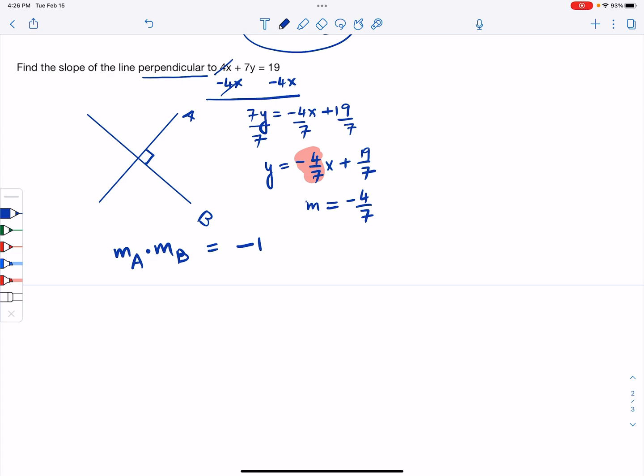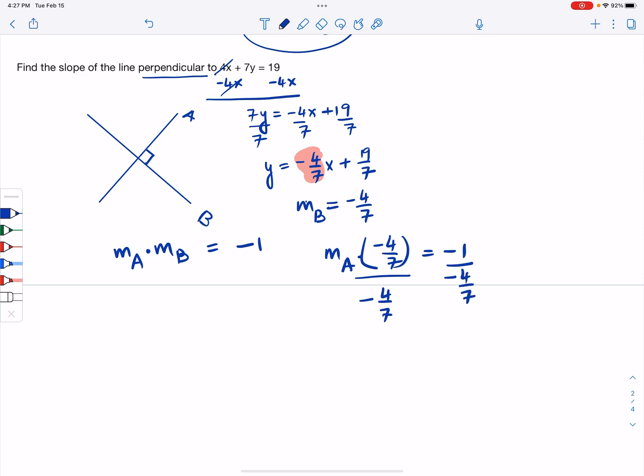So we can apply that formula to find the slope of the line perpendicular to this. So we already know what this line is. So let's call this line B, okay? So let's call this MB. Okay, so we're trying to find MA, which is the perpendicular line. So MA times MB, it is negative 4 over 7. Put that in parentheses, is equal to negative 1. So now to solve for MA, first we're going to divide both sides by negative 4 over 7, right?